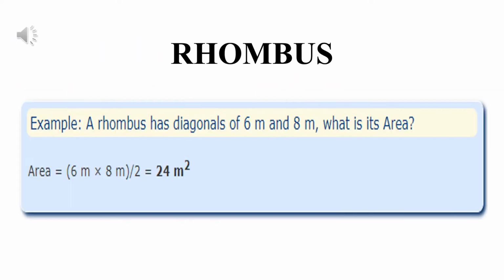Example, a rhombus has diagonals of 6m and 8m. What is its area? Area is equal to 6m times 8m divided by 2, which is equal to 24m squared.